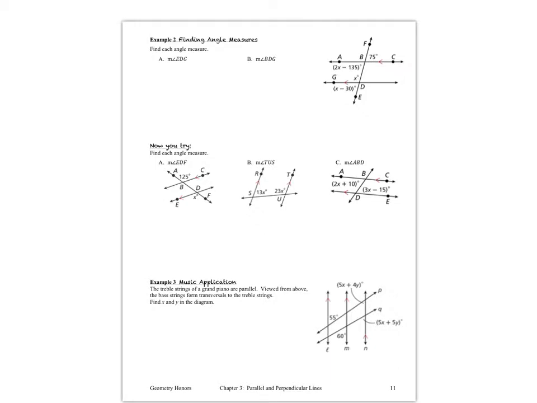We already knew that when a transversal goes through parallel lines, the corresponding angles are going to be congruent to each other. But now, from the theorems on the previous page, we also know that alternate interior angles are going to be congruent to each other, alternate exterior angles are going to be congruent to each other, and same side interior angles are going to be supplementary, meaning they're going to add to 180 degrees. Don't forget that same side interior angles can also be consecutive interior angles.